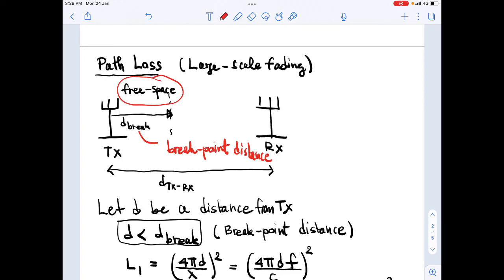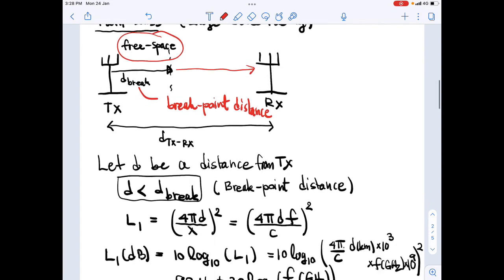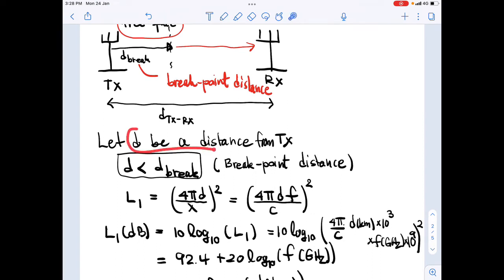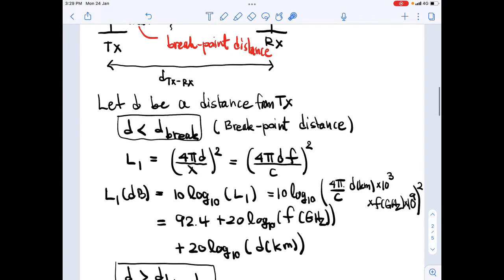But later on, at distances beyond this breakpoint distance, there are going to be buildings, people, and trees, and the signal loss will be at a bigger rate. So first we're going to let d be the distance from the transmitter. In the first case, we focus on when the distance from the transmitter is less than the breakpoint distance, d_break. D_break will be a certain distance from the transmitter. Different channel models and different environments will have different breakpoint distances. It could be 10 meters, it could be 5 meters, it could be 12 meters away from the transmitter.